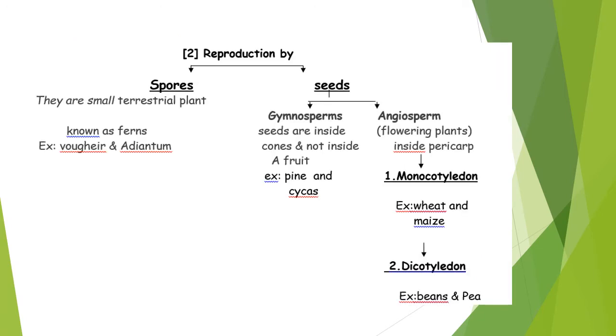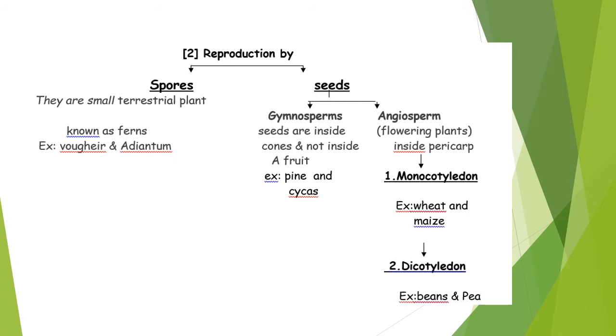Another classification for plants according to reproduction. Plants that reproduce by spores and plants that reproduce by seeds. Plants which reproduce by spores are small terrestrial plants known as ferns, like Vogere and Adiantum.